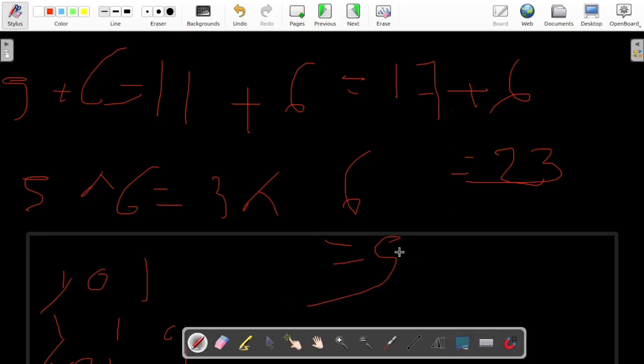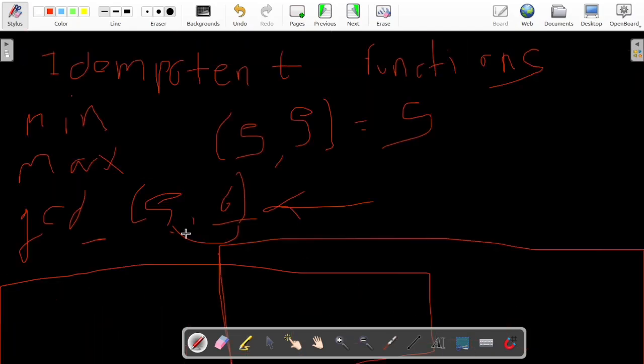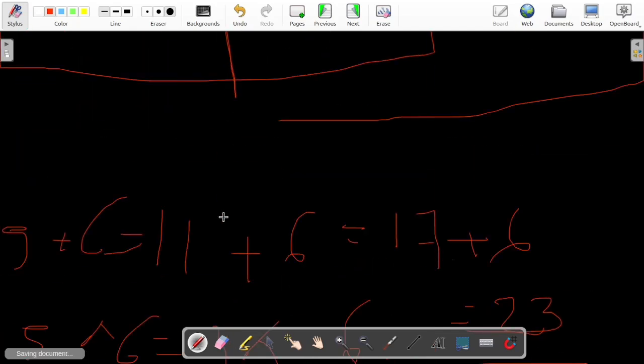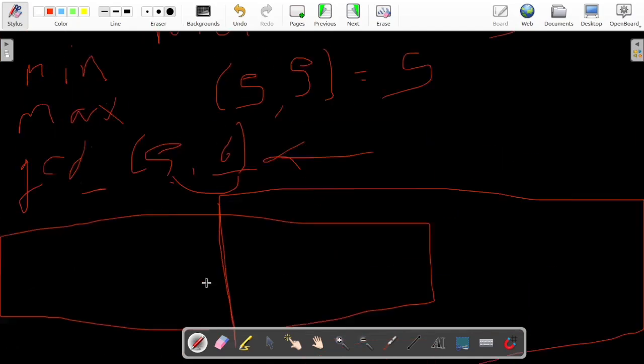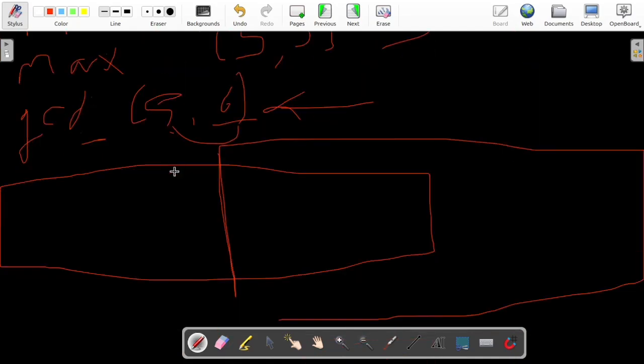See, in case of addition and XOR, if you keep adding the same input, the output is changing. But in case of minimum, maximum, GCD, your output won't change. Keep adding 6, maximum will always be 6, minimum will always be 5, GCD will always be 1. So these functions are non-idempotent functions and these functions are idempotent functions.